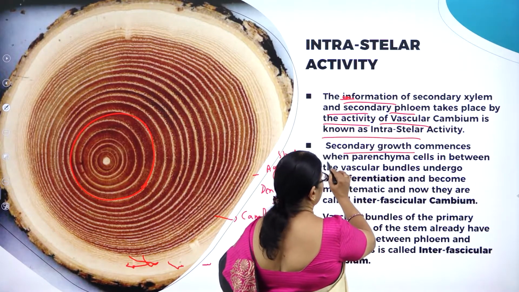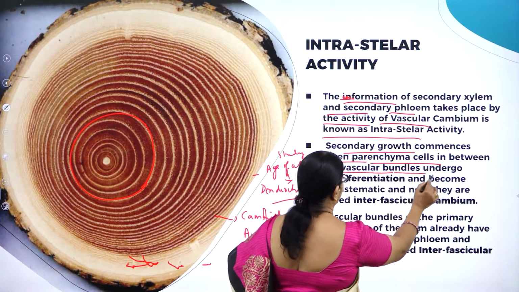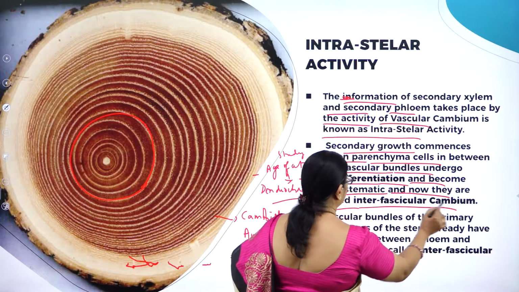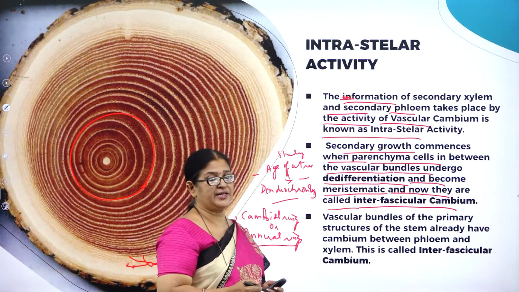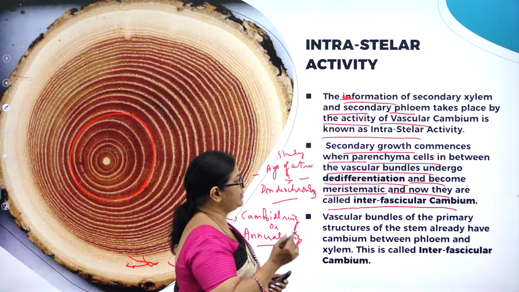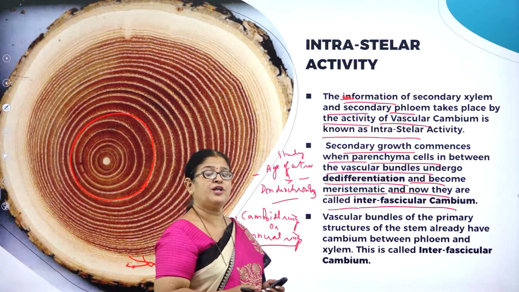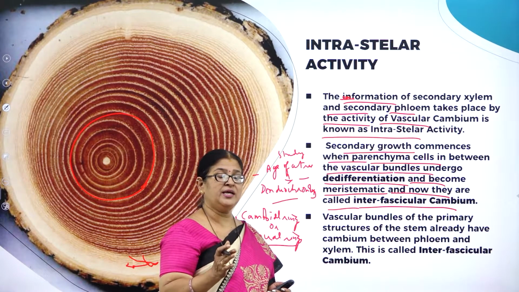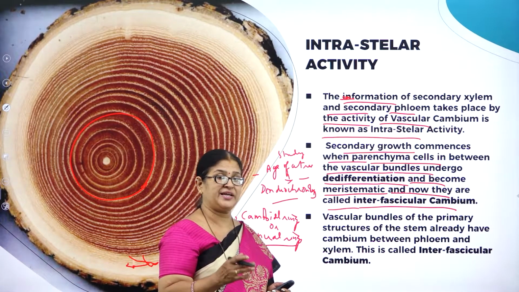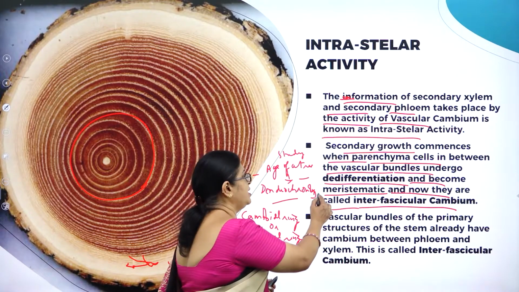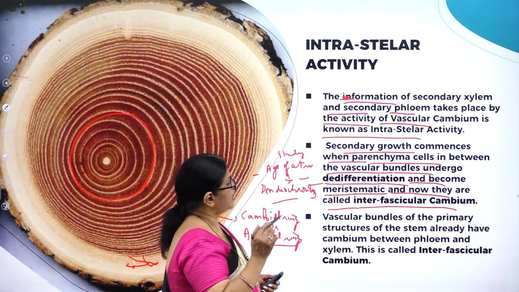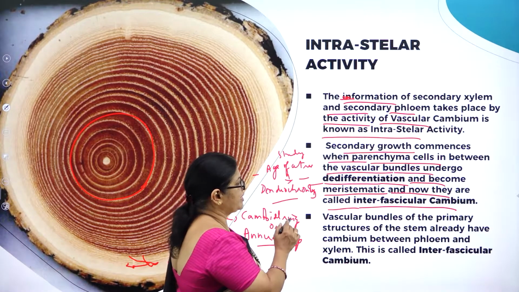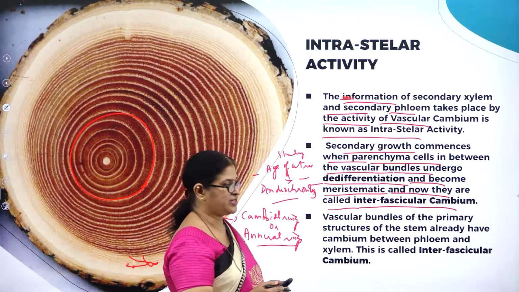So secondary growth commences when parenchyma cells in between the vascular bundles undergo dedifferentiation and become meristematic, and now they are called interfascicular cambium. What do you mean by dedifferentiation? I think all of us know that once the permanent cells lose their capacity, sometimes they regain their meristematic activity, and that phenomenon is called dedifferentiation.